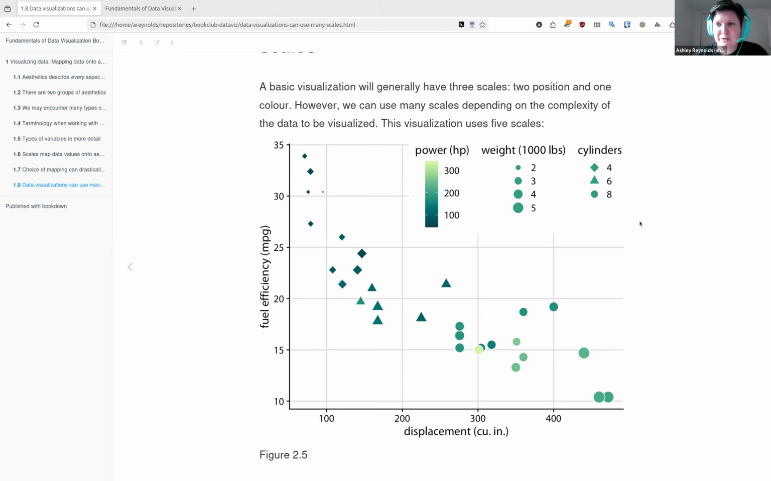And that's it. That was the whole chapter. So we breezed through it in a swift 10 minutes.